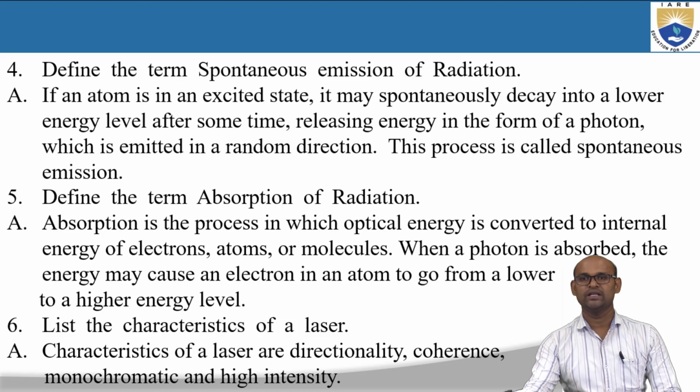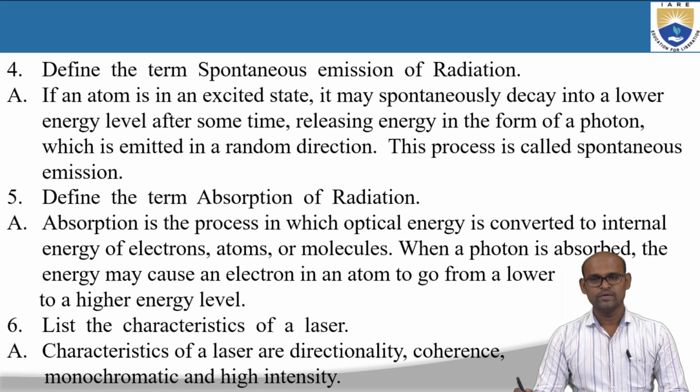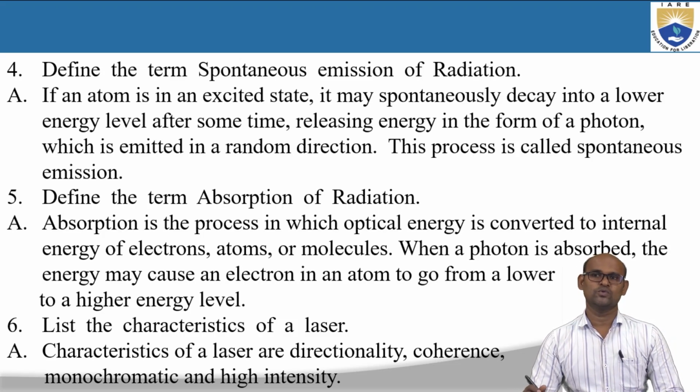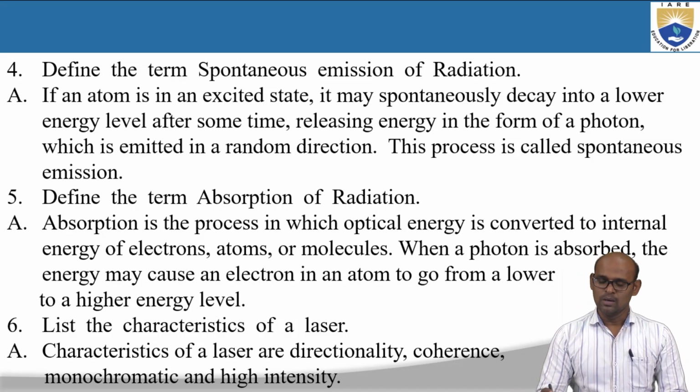Define the term spontaneous emission of radiation. If an atom is in an excited state, it may spontaneously decay into a lower energy level after some time, releasing energy in the form of a photon, which is emitted in a random direction. This process is called spontaneous emission. Previously, we discussed stimulated emission. For stimulated emission, we have to supply an input photon, but for spontaneous emission, you don't need to supply any photons.